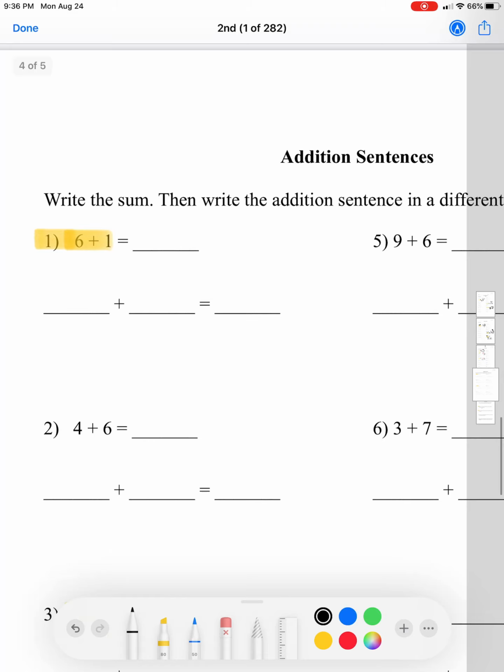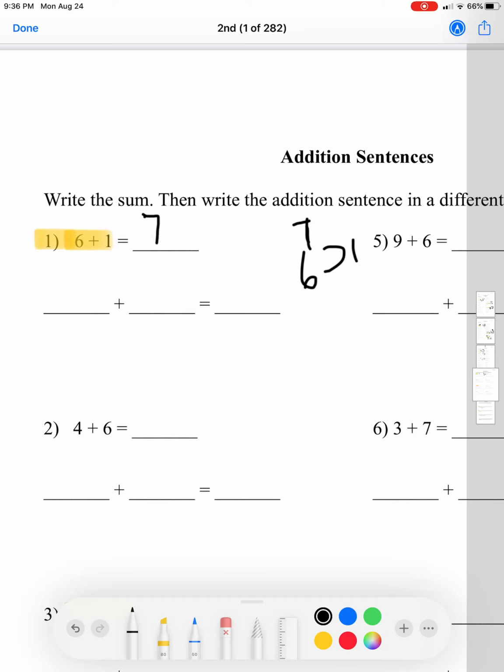Now we're going to make addition sentences. We're going to use these same numbers after we find the sum and write the same numbers here but in a different way. So first let's add 6 plus 1. We're going to count up 1. That's 7. This is one step we took. We counted up 1 time. So 6 plus 1 equals 7.